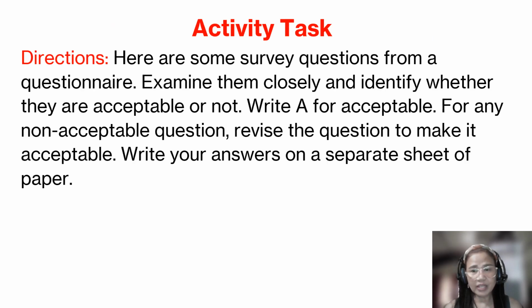So I'm done with it. I just hope class you have learned something from our discussions. So for your activity, this is the direction. Here are some survey questions from a questionnaire. Examine them closely and identify whether they are acceptable or not. Write A for acceptable, or you might as well complete the word and write acceptable if you think the questionnaires are acceptable. For any non-acceptable question, revise the question to make it acceptable.